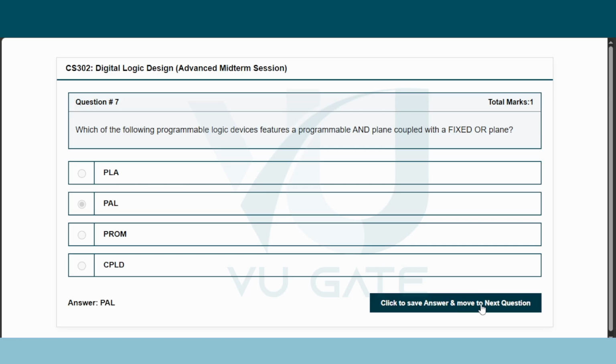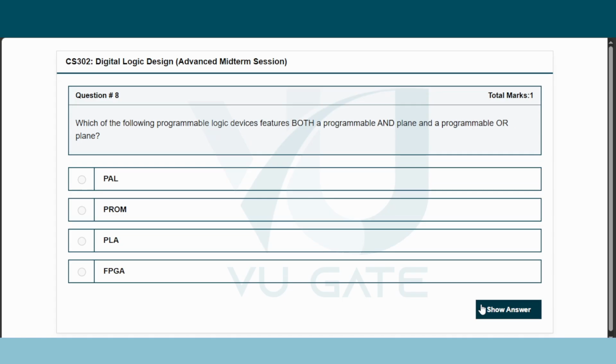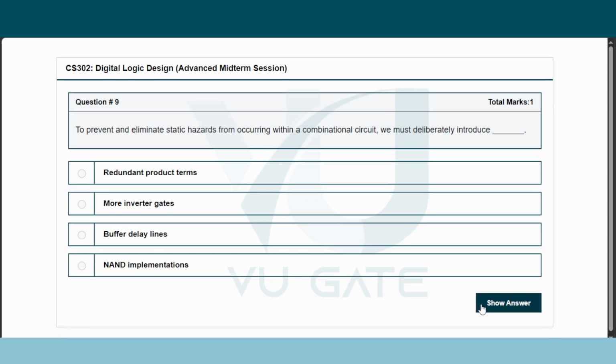Now for question number 8. Which of the following programmable logic devices features both a programmable AND plane and a programmable OR plane? The correct answer is PLA. Let's move to the 9th question. To prevent and eliminate static hazards from occurring within a combinational circuit, we must deliberately introduce blank. The correct answer is redundant product terms.